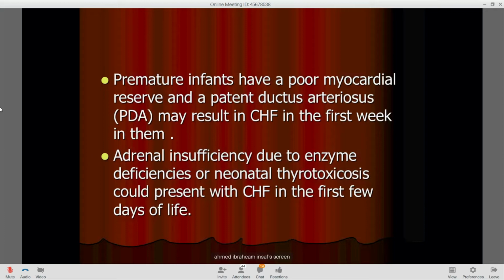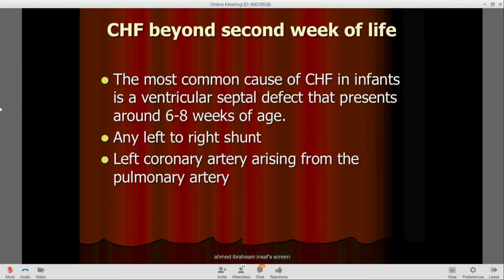Other causes are adrenal insufficiency, thyrotoxicosis, and also maybe an underlying cause. VSD presents with congestive heart failure at the age of 6 to 8 weeks of life.